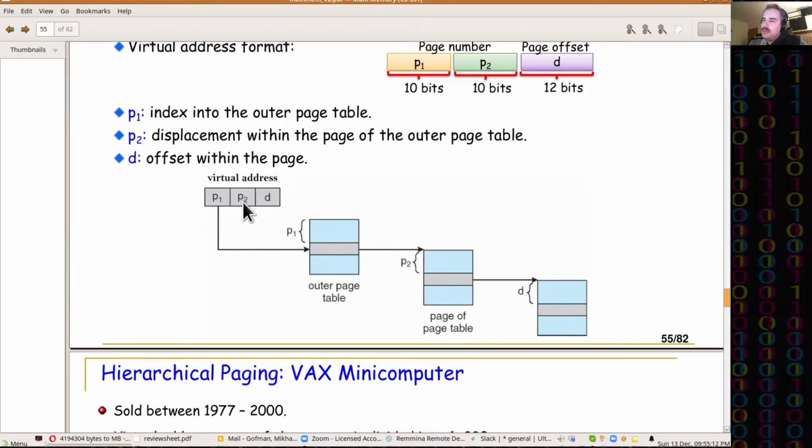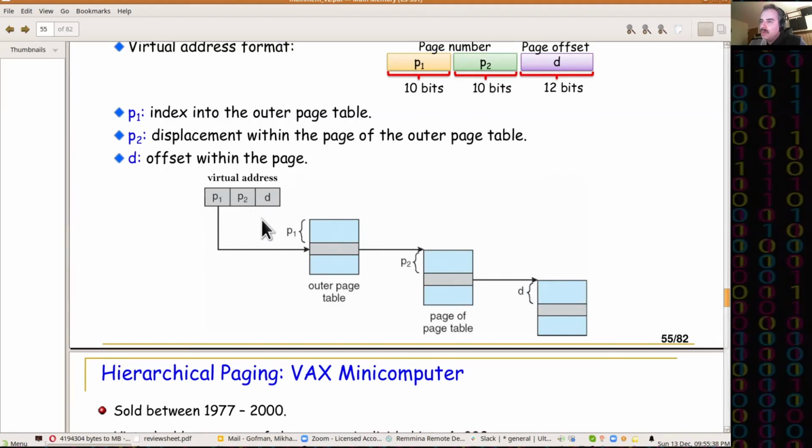Now, another remark about hierarchical page tables is that the virtual address is going to be split into 2 page numbers and an offset. And this is specifically for a 2-level page table. So the first page number represents an index into the outer page table. The second page number represents an index into the second-level page table. And finally, the lower bits represent the offset inside the physical frame.